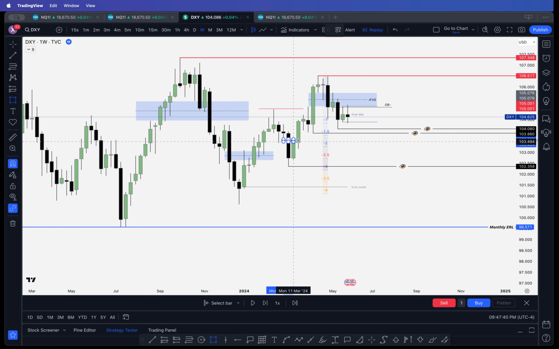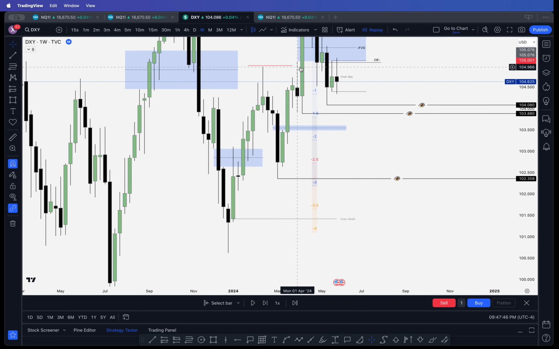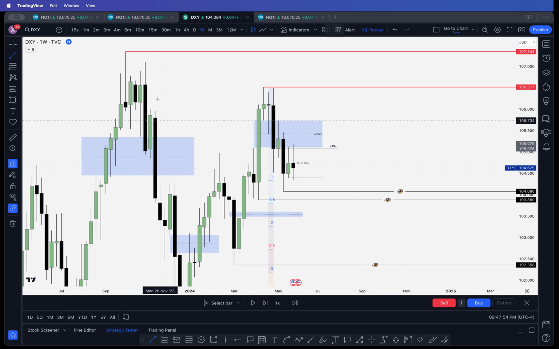Another example is in this small inefficiency right here. Again, small, but still a weekly inefficiency. It fails to offer fair value, will now seek premium liquidity. Offers fair valuation inside of this inefficiency, continues to seek premium liquidity. Again, premium liquidity has been offered, price closes through.